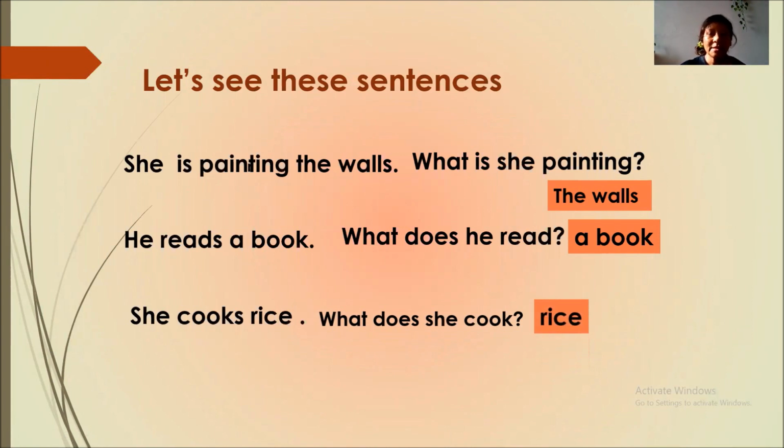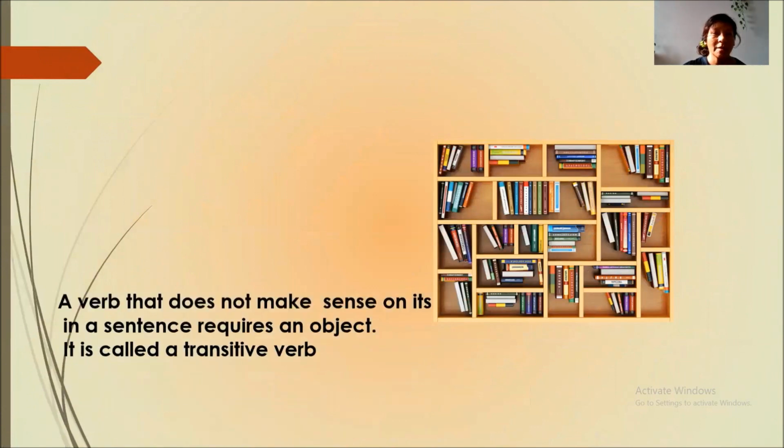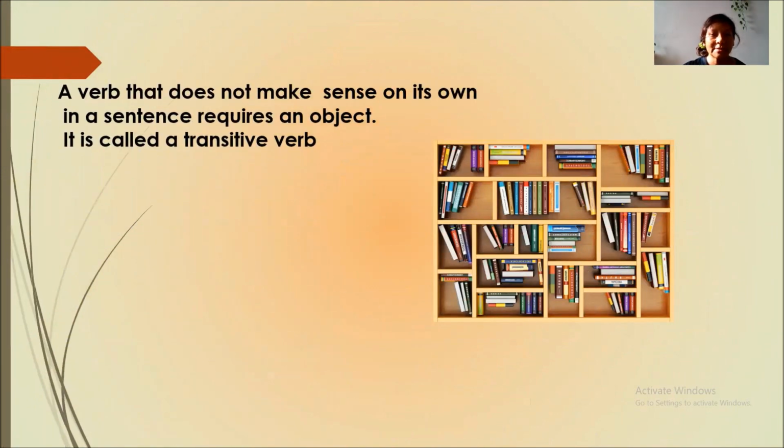Okay. In these sentences, the walls, a book, rice, they are objects. Okay. When we ask what, the answer you get, that is the object. So they are direct objects. Okay. So a transitive verb is a verb that does not make sense on its own in a sentence, it requires an object. That is called a transitive verb.